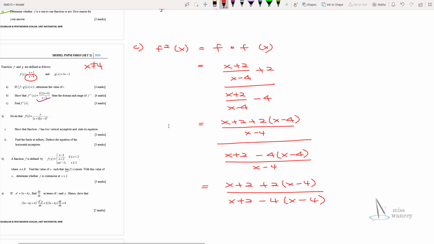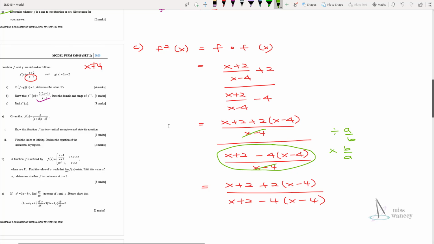If it's hard to see, here is the fraction, the one that I made. So later, if we divide by a over b, it becomes multiplying by b over a. So I will cancel the x minus 4. So that is how I get the one that I wrote down.